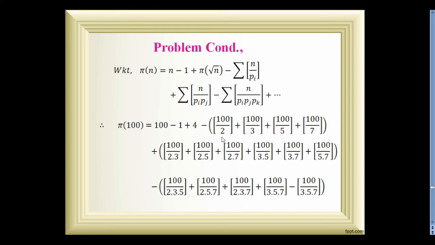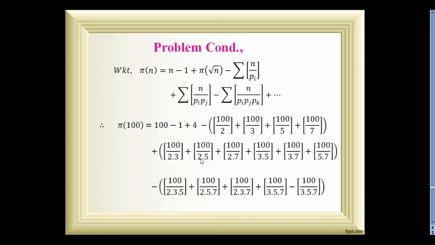What is p1? The first prime, 2. 100 by p2, the second prime, 3. 100 by p3, 5. 100 by p4, it is 7. So the 4 primes we have written in the denominator. Next one, sigma of n by pi pj. That is 100 by p1, the first prime 2, second prime 3.